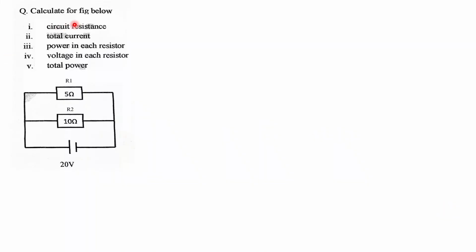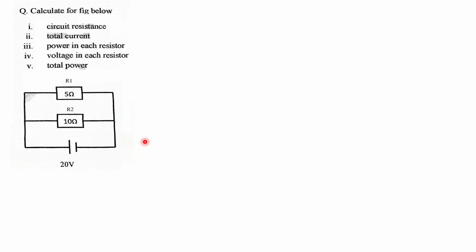So today we are going to calculate for the figure below. We have to calculate for the circuit resistance, total current, power in each resistor, voltage in each resistor, and then the total power. So that is the circuit. The circuit has resistor R1 and resistor R2 connected in parallel across a 20 volt power supply.